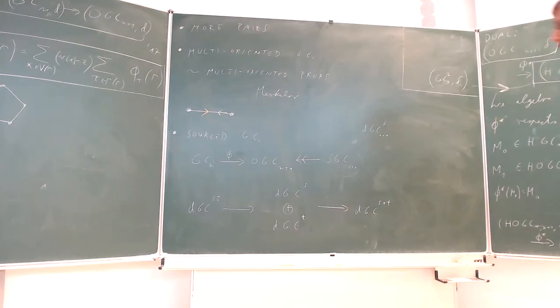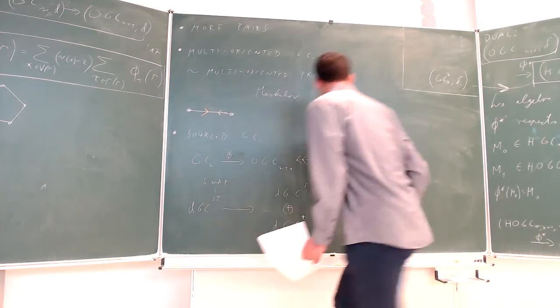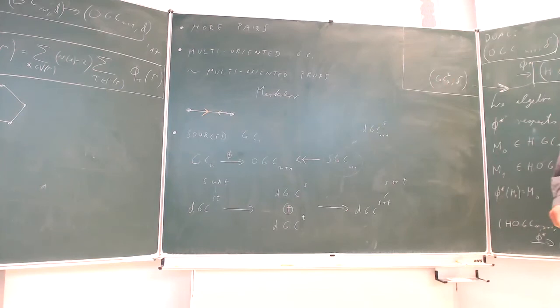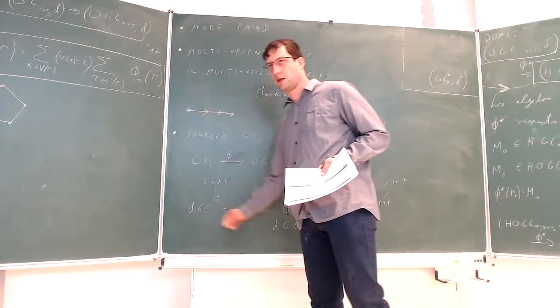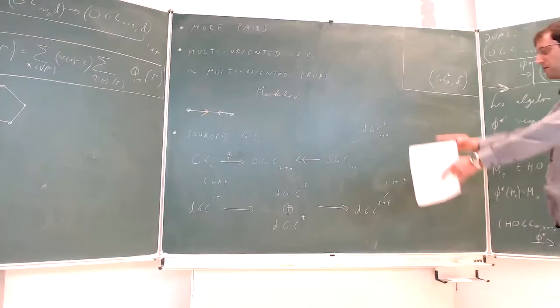Sorry, Mark. Yes. What's the difference between ST and S plus T? This is source and target, and this is source or target. Okay. So this graph complex has at least one source and at least one target. This graph complex has at least one source or at least one target. And this graph complex has at least one source and this one has at least one target. And this is a short exact sequence.